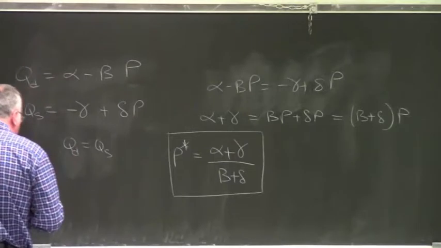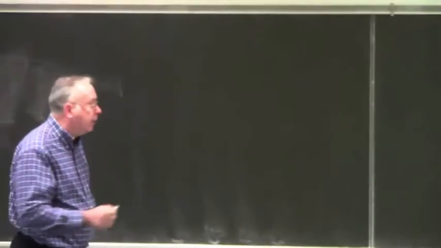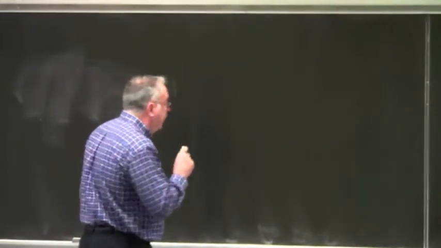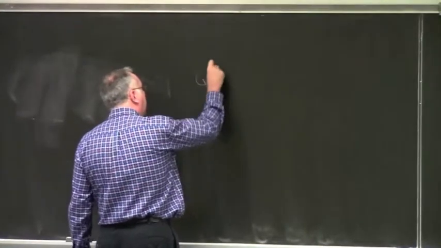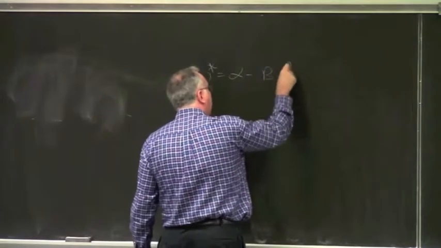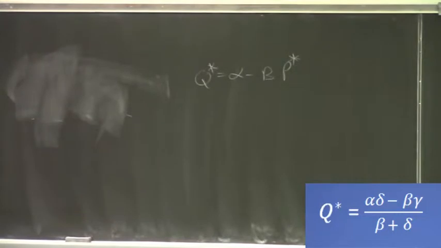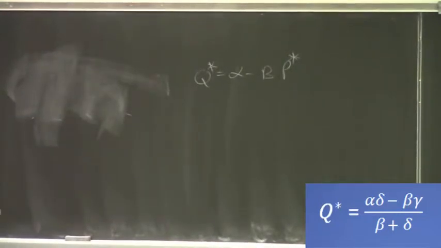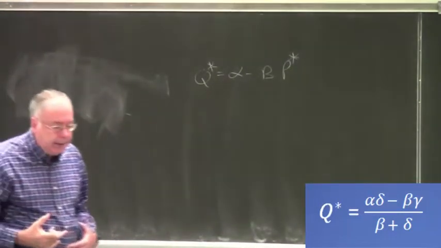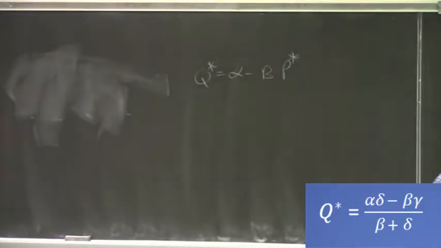Once you've got P star, it's easy to get Q star. You could substitute into either the demand curve or the supply curve. If I substitute into the demand curve, we would get Q star equals alpha minus beta P star. When price is at its equilibrium value, quantity will be at its equilibrium value. In fact, the equilibrium price is the price that equates quantity demanded and quantity supplied.